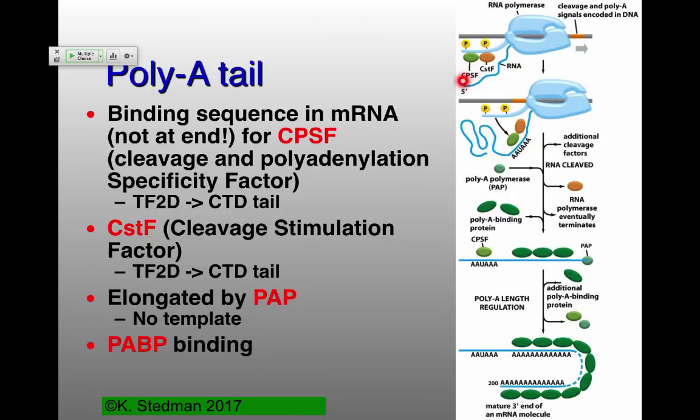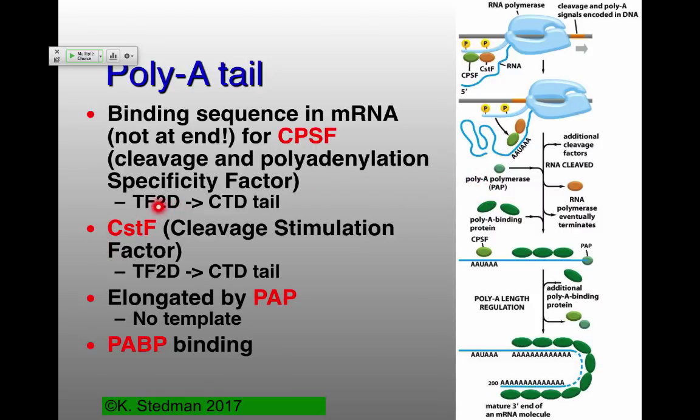So the two important proteins, there are more here as well, are going to be CPSF and CSTF. Again, more alphabet soup. Sorry about that. The cleavage and polyadenylation specificity factor, CPSF, binds to that sequence, which is going to be 5' to where you actually have your cut.